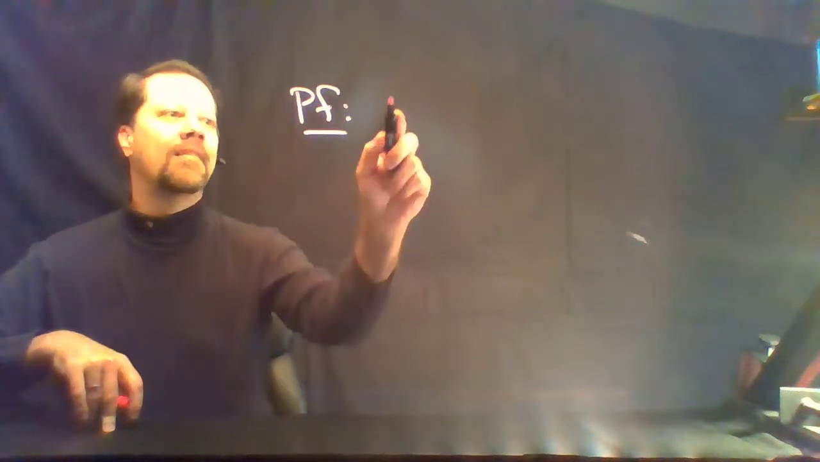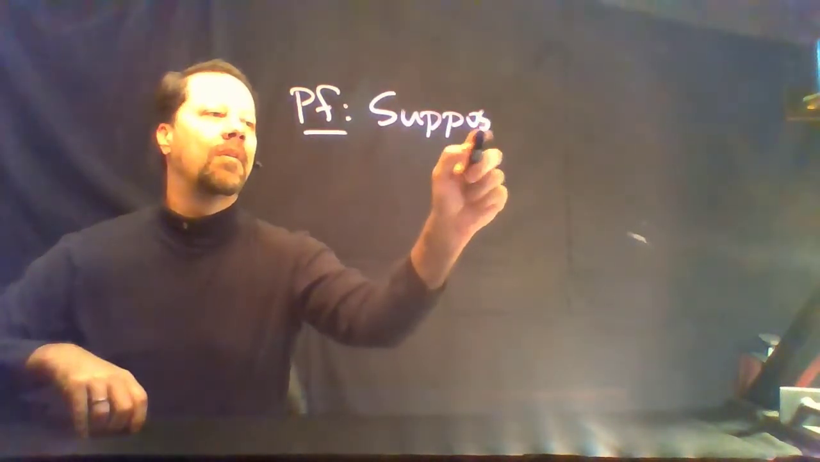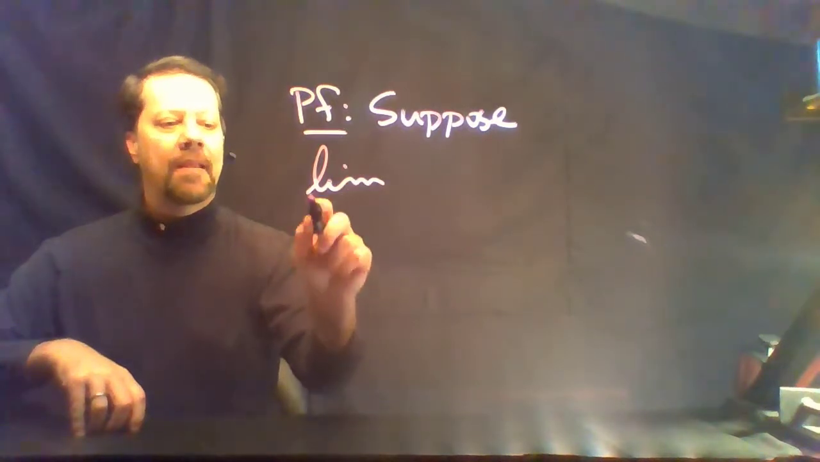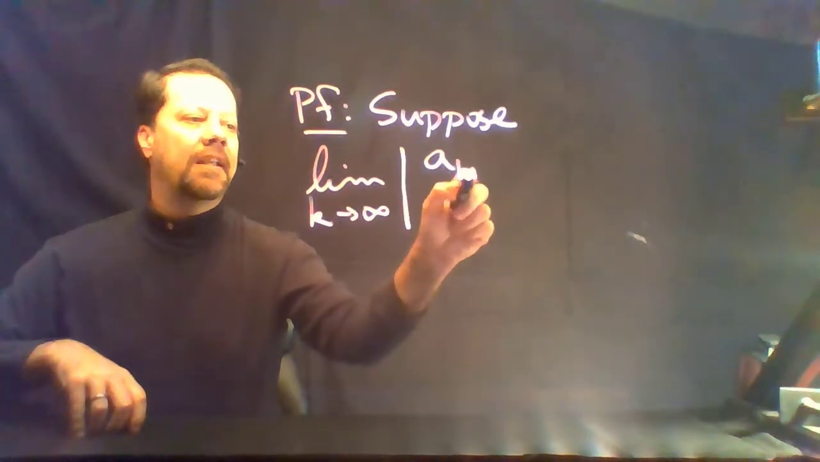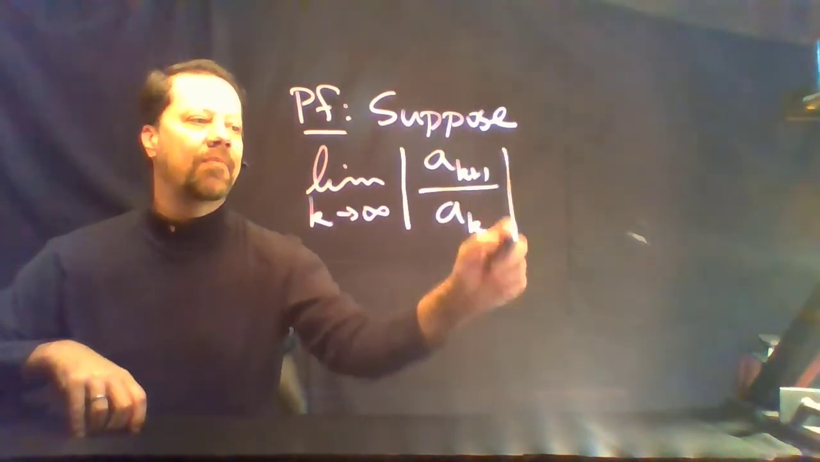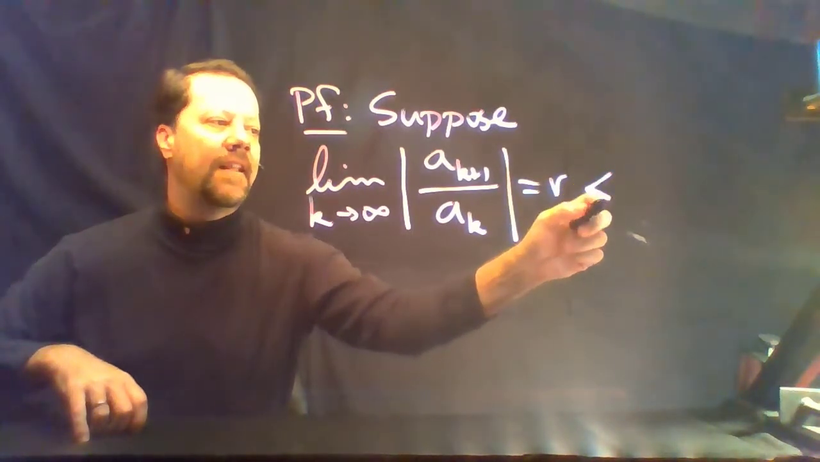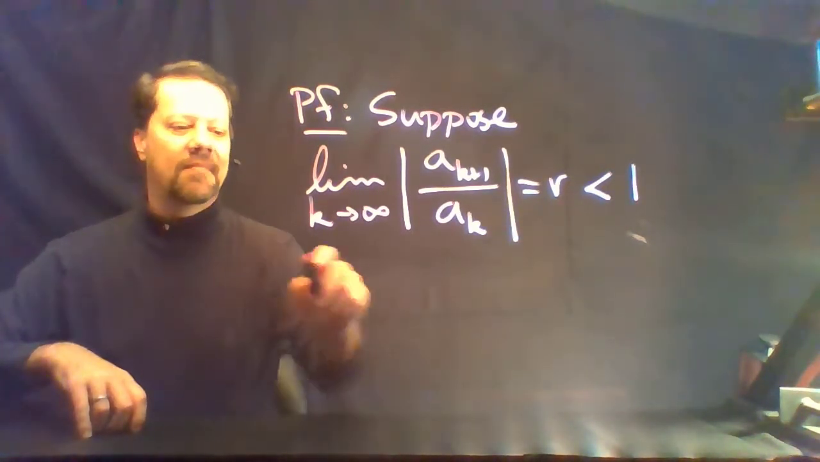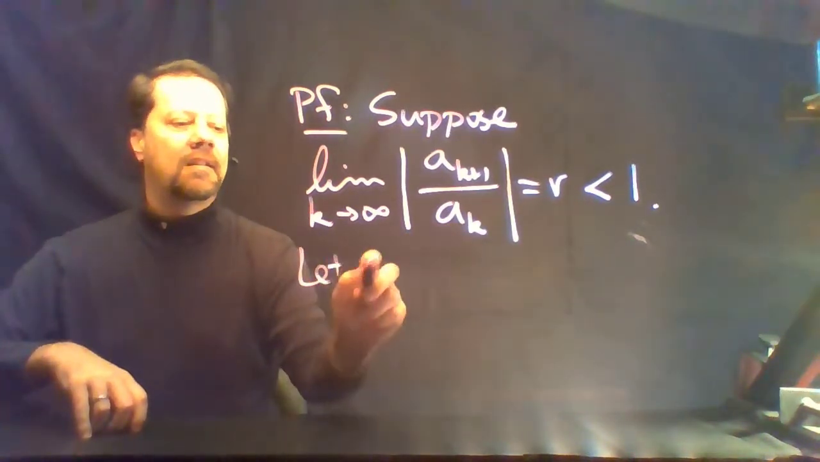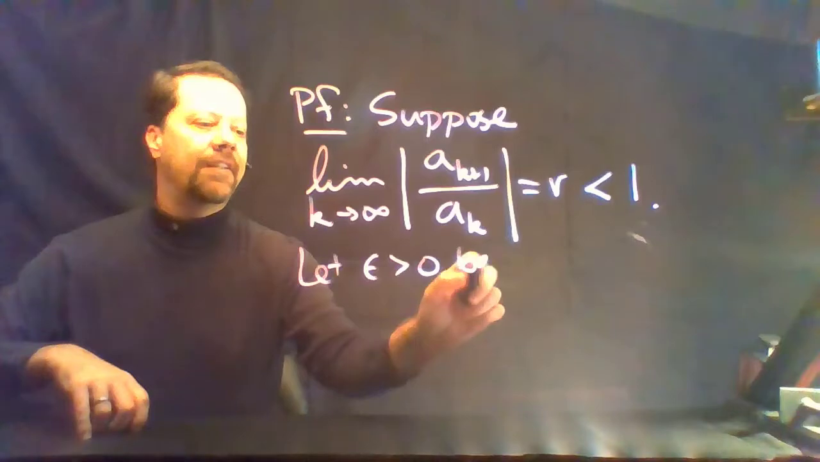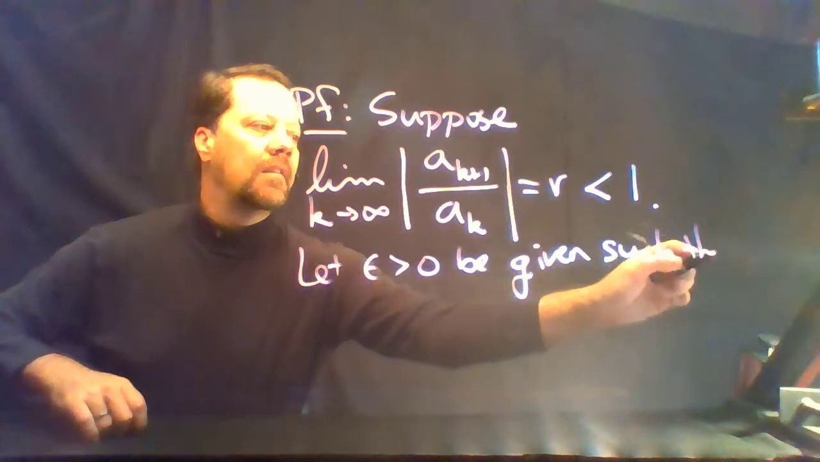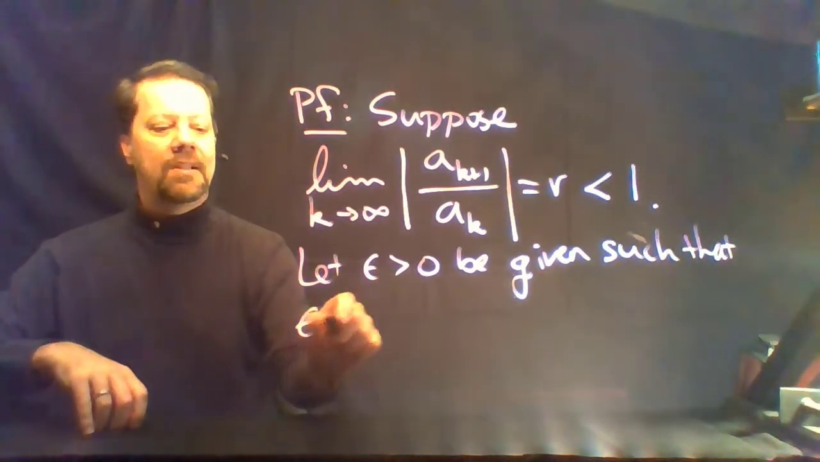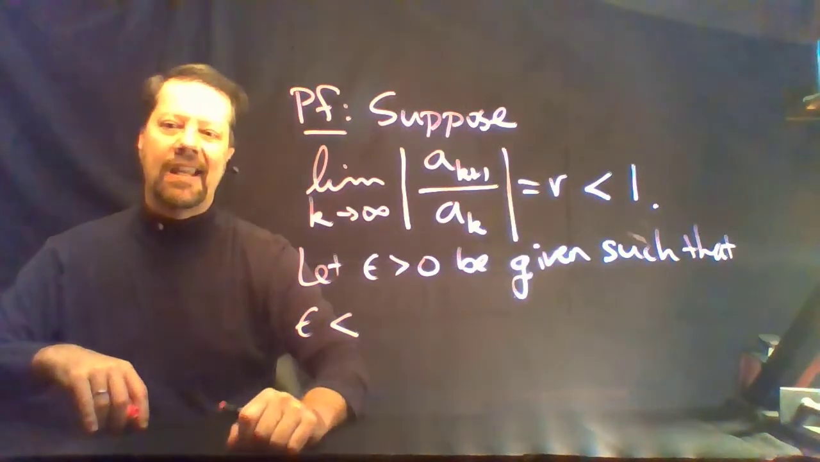Now, we'll prove the ratio test. We're going to suppose that the limit as k goes to infinity of the absolute value of a_{k+1} divided by a_k equals some number r that is strictly less than 1. Let epsilon greater than 0 be given such that epsilon is smaller than the gap between 1 and r.